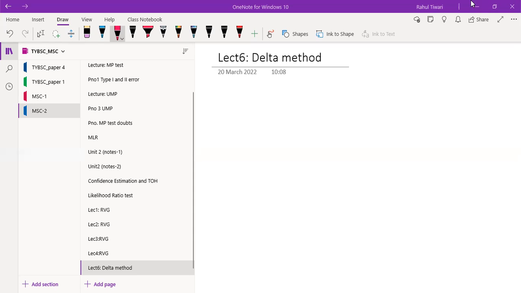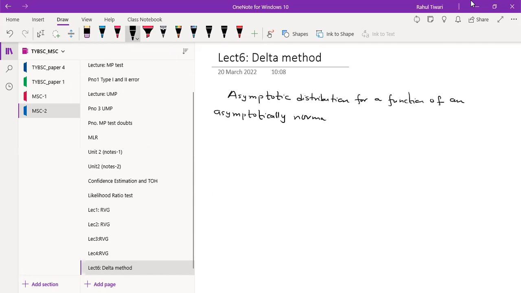So what exactly is the delta method? And usually we'll do it for the univariate case. Okay, so let's take this down first. What is the basic understanding of the delta method? The asymptotic distribution for a function of an asymptotically normally distributed random variable. Typically it's considered for a normal random variable.